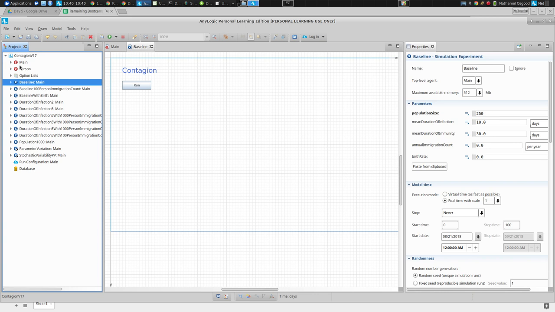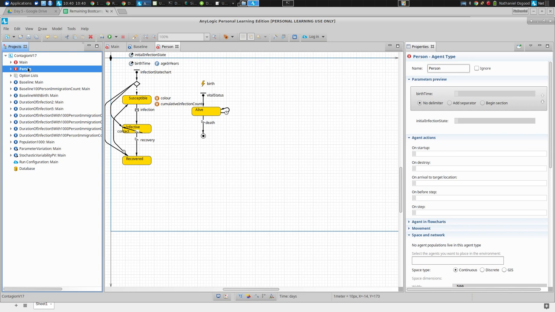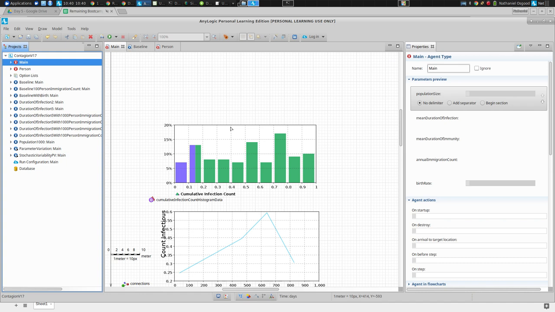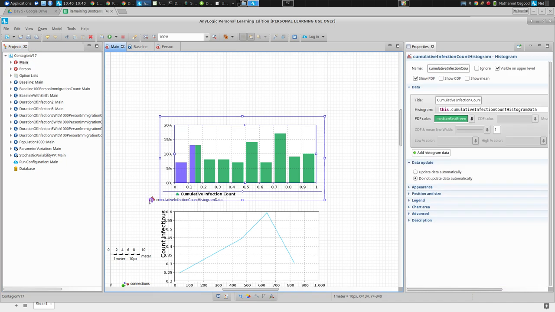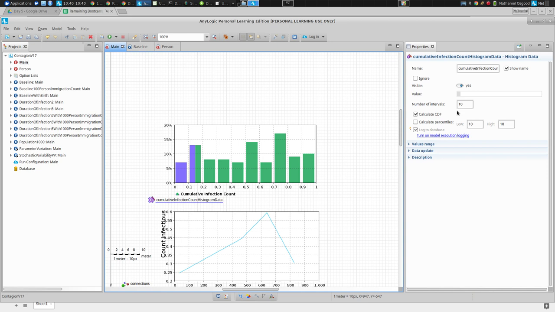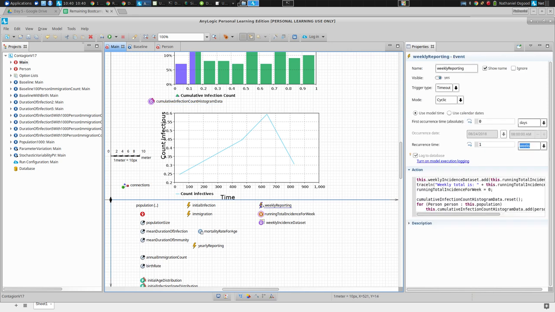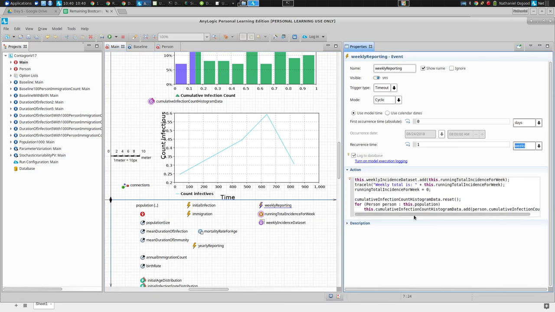Okay, so ladies and gentlemen, I'd like to reflect on what happened yesterday. You may remember that we added a histogram yesterday. This histogram depended on a histogram data object, and this histogram data object was populated on a weekly basis by information from each person in the population. We went through each person in the population and we added their cumulative infection count to the database.